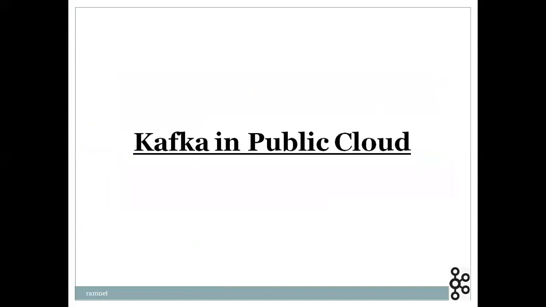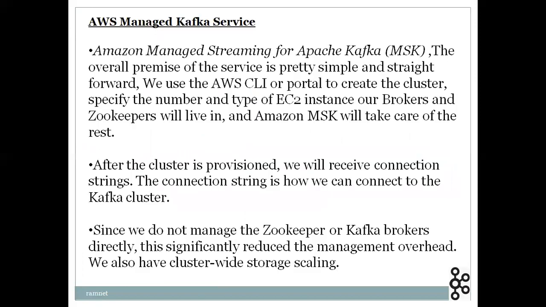Kafka in the public cloud. As I told you, Kafka can be installed in the public clouds as well, meaning Amazon, Microsoft Azure, as well as Google Cloud. AWS managed Kafka service: AWS Managed Streaming for Apache Kafka, MSK. The overall promise of the service is pretty simple and straightforward. We can use the AWS CLI or portal to create the cluster and specify the number and type of EC2 instances our brokers and Zookeepers will live in, and Amazon MSK will take care of the rest.